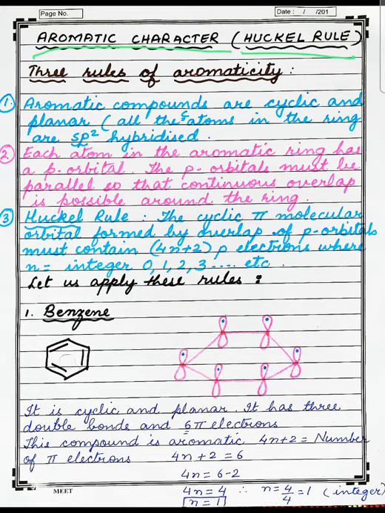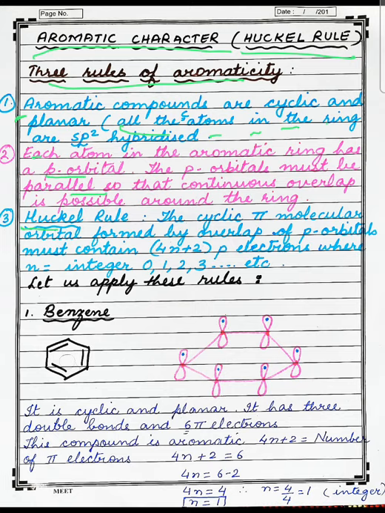Now let us study the rules of aromaticity. These are the three rules. The first rule is that aromatic compounds are cyclic and planar. That is, all the atoms in the ring are sp2 hybridized. Next, each atom in the aromatic ring has a p orbital, and these p orbitals must be parallel to each other so that continuous overlap is possible around the ring.